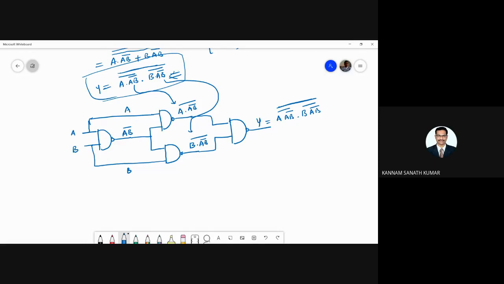He will ask, realize the XOR gate by using only the NAND gate. Is it okay? Any doubts in this? Students, give response. Okay, sir. Please.